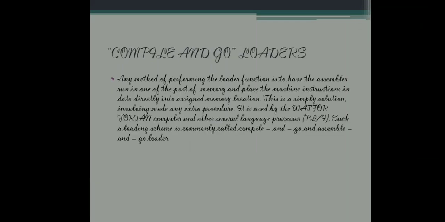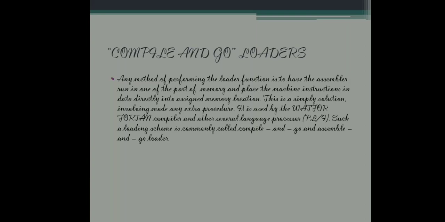Compile and go loaders are a method of performing loader functions by having the assembler run in one part of the memory and place the assembled machine instructions and data, as they are assembled, directly into their assigned memory locations. This loading scheme is commonly called compile and go or assemble and go. It is relatively easy to implement. It simply places the code into core, and the loader consists of one instruction that transfers to the starting instruction of the newly assembled program.